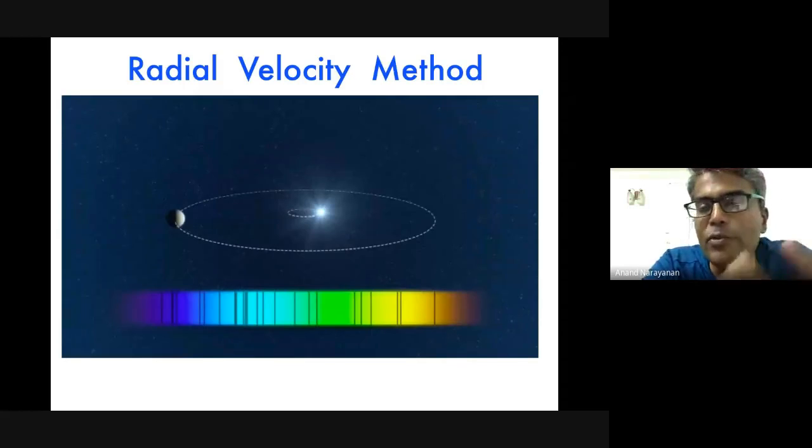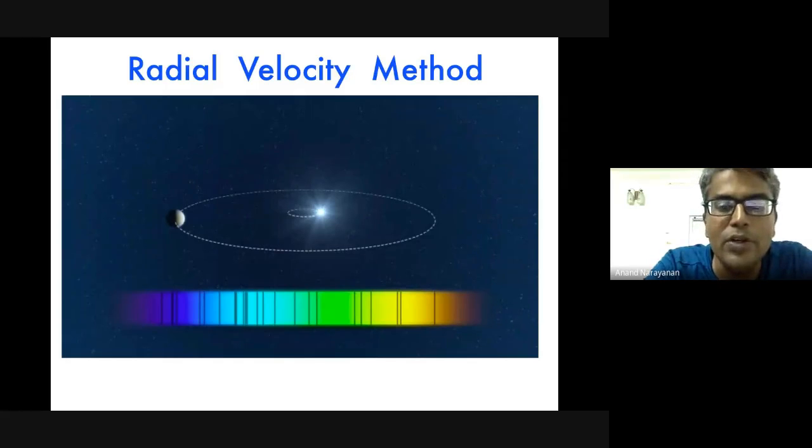So on a seesaw, if two people of equal weight are sitting on both sides, the center of mass will be at the center of the seesaw. If you have a heavier person sitting on one side, the center of mass will be closer to that heavier person. Okay? In the same way, since stars are much more massive compared to planets, the center of mass is going to be much closer to the star than the planet.